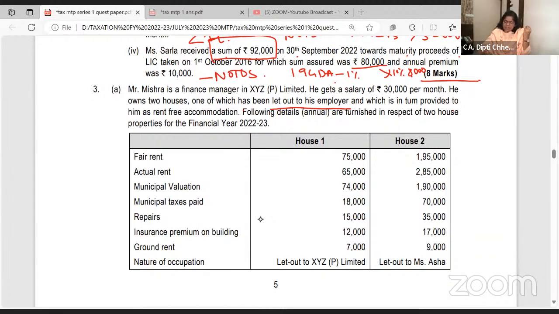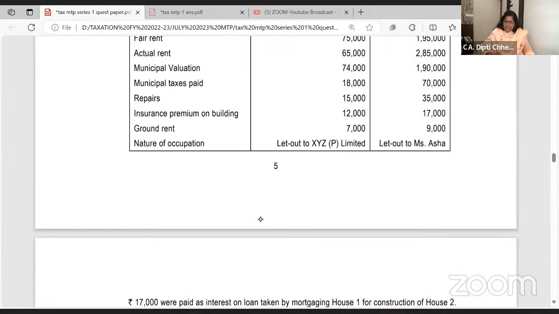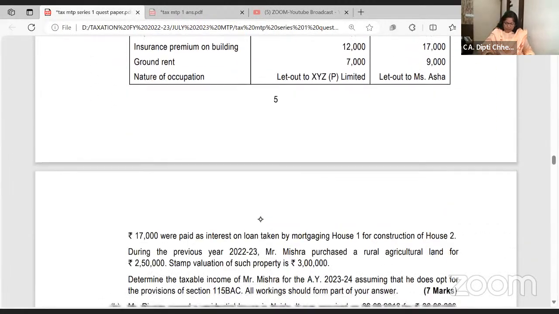Most students didn't understand that if I am giving my house on rent to XYZ Limited, this is my rental income, taxable under income from house property. But if this same house XYZ gives to me, is it RFA or not? 15% of the salary. So that RFA many students didn't take. And this is let out to... Do you understand the point? It's a beautiful question.